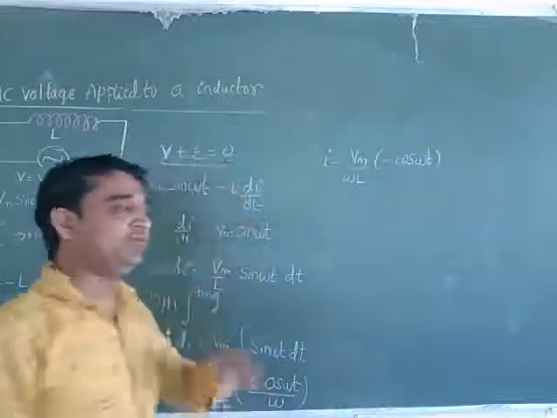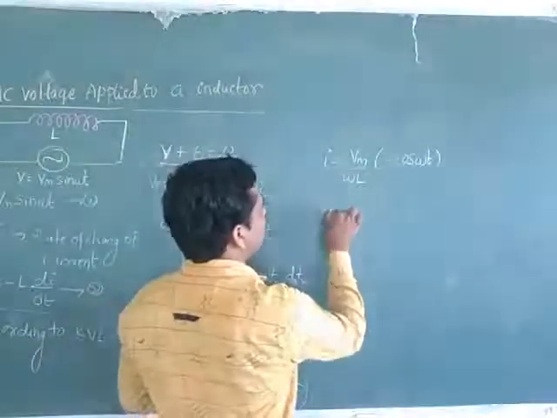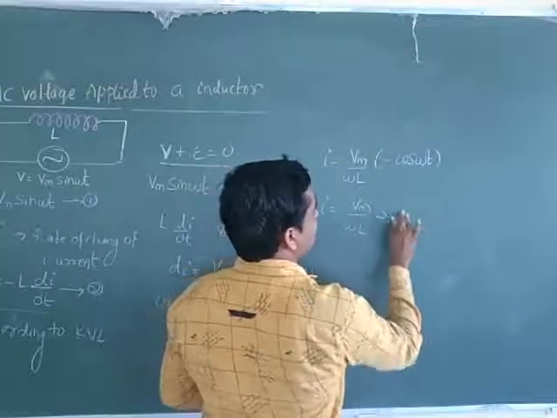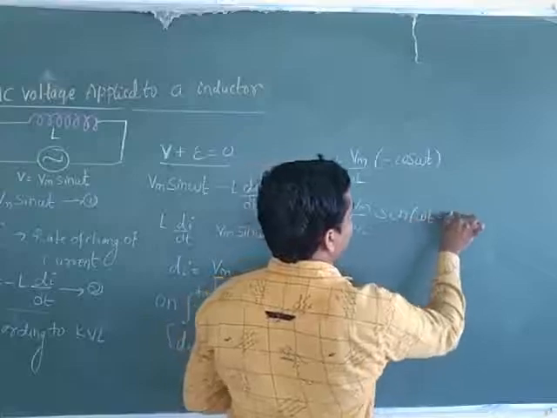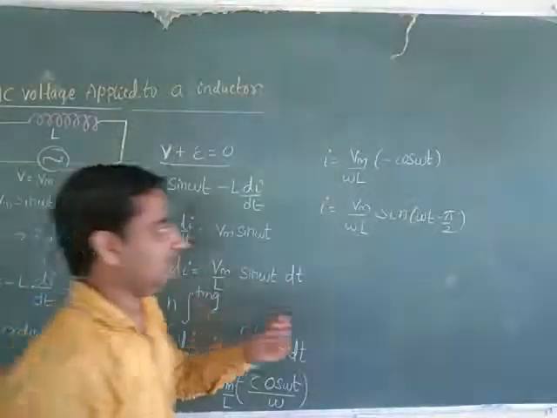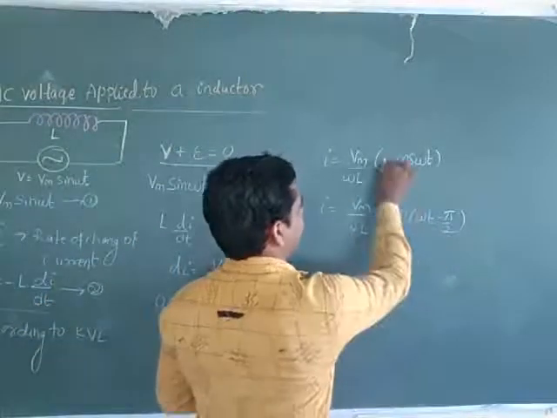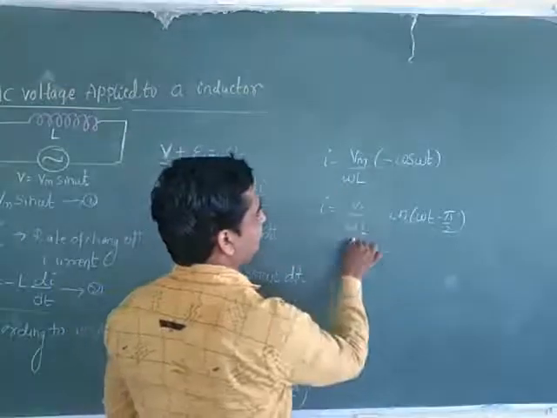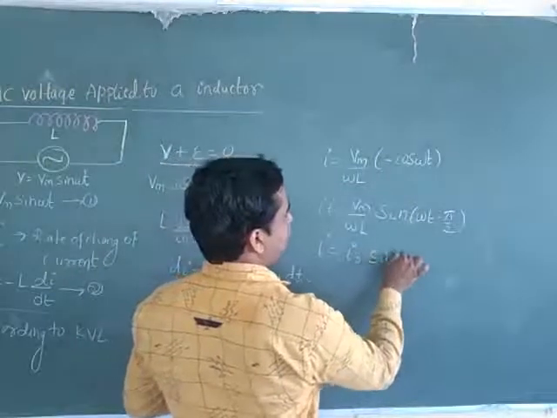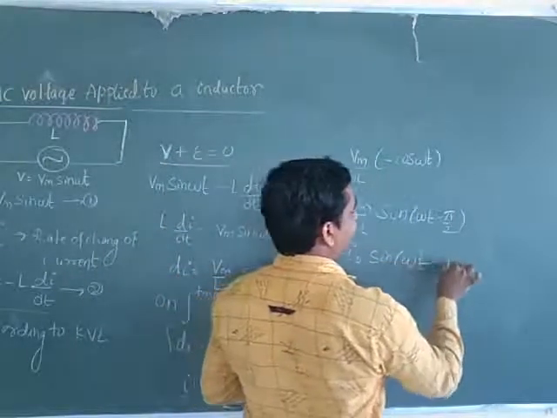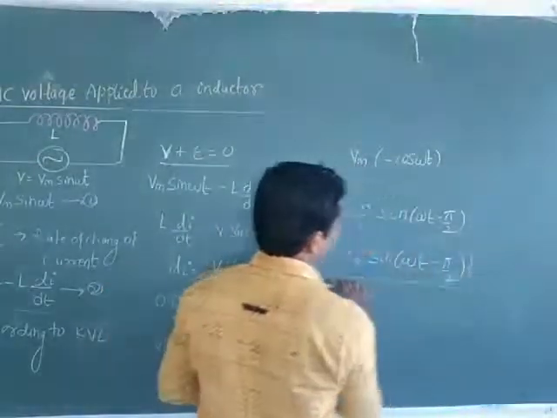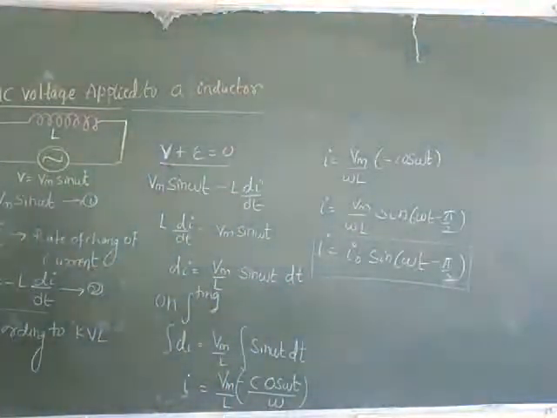So minus cos omega t, this can be written as what here? I is equal to Vm divided by omega L into sin omega t minus pi by 2, right? Sin of 90 minus theta is what? The cos theta. So we have just interchanged here, so the negative sign goes. Then I is equal to I naught sin omega t minus pi by 2, where I naught is Vm divided by omega L, right? So this is the expression for the current when AC voltage is applied to an inductor.